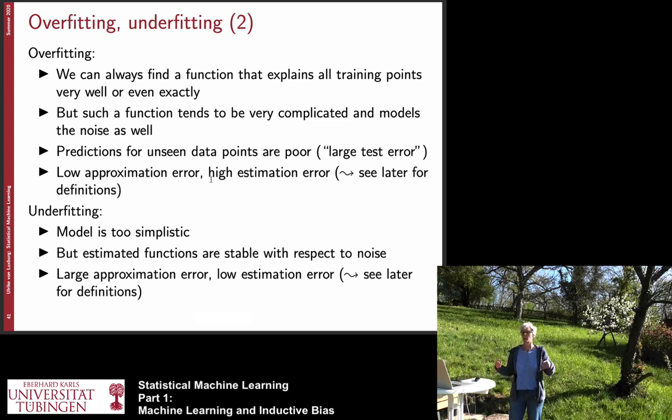Overfitting means we can always find a function that explains all the training points very well or even exactly. Those functions tend to be complicated, and they tend to fit the noise as well. This is what we also see on the previous plot. The blue line goes nearly through all the data points, even though there is noise on the data points. And maybe the true function is not supposed to go through all the data points because there is noise, and we don't want to model the noise as well. Predictions for these kinds of functions that are overfitting are poor for new data points because this function is somehow too complicated.